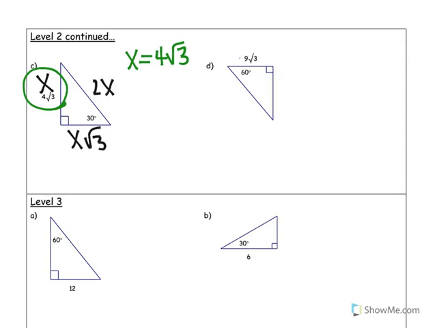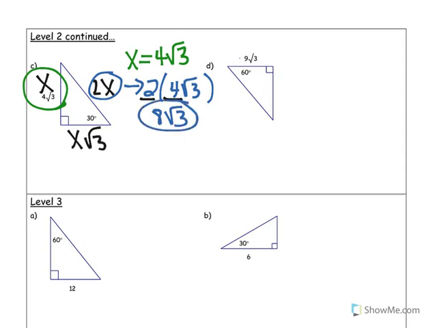So let's plug in to the hypotenuse first. Let's do 2 times x, and x is 4 root 3. So I can just multiply the constants out front. 2 times 4 is 8, so the hypotenuse is 8 root 3, okay? Now let's plug in for this x here, right? I'm going to do 4 root 3 times root 3, and this should feel familiar to what we did with 45, 45, 90 triangles. So root 3 times root 3 is root 9.